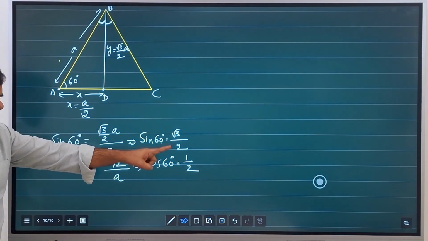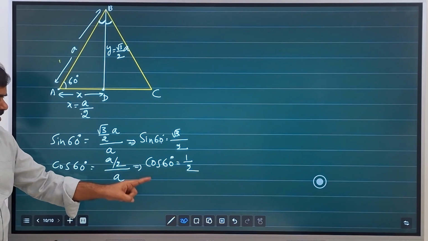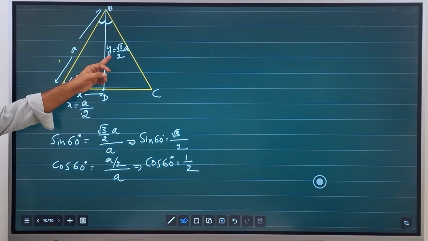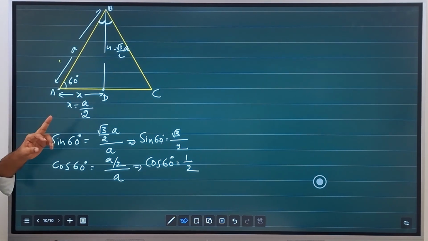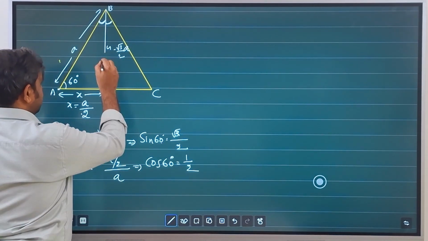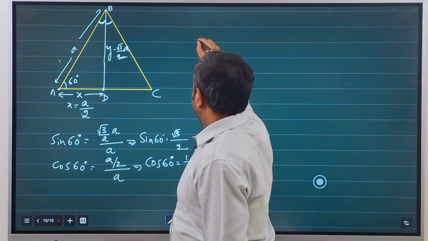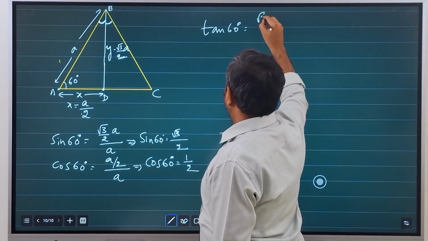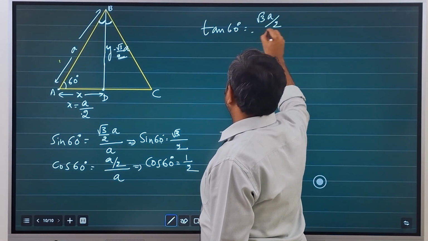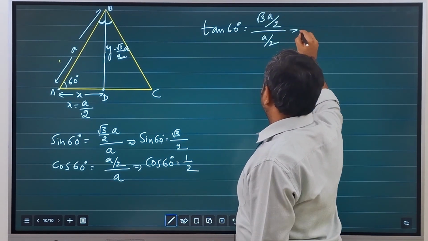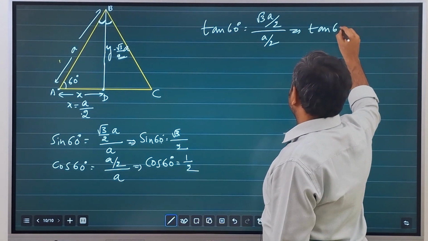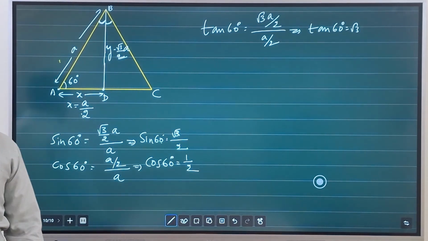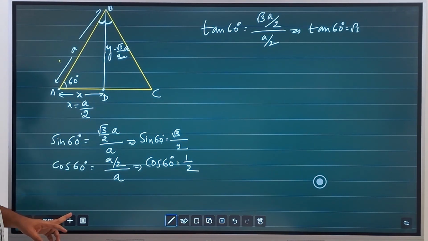Tan 60 degrees, you can find the ratio of these two. You know, tan 60 degrees is sin 60 by cos 60, or tan 60 degrees is opposite side by adjacent side. Tan 60 degrees is opposite side divided by adjacent side. You will get root 3 a by 2 divided by a by 2. When you simplify, you will get tan 60 degrees is equal to root 3. Now we found the values of sin 60 degrees, cos 60 degrees, and tan 60 degrees.